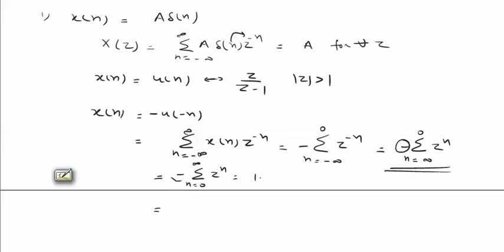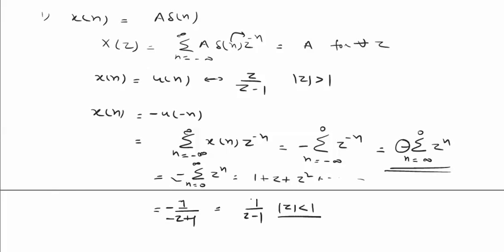There is a GP, an infinite GP. The first term of the GP is 1, plus z square and so on. The first term is 1 upon z plus 1, with a minus sign. The last answer of this term is minus z. The last answer of this term is 1 upon z minus 1. The ROC is z less than 1. Our answer.